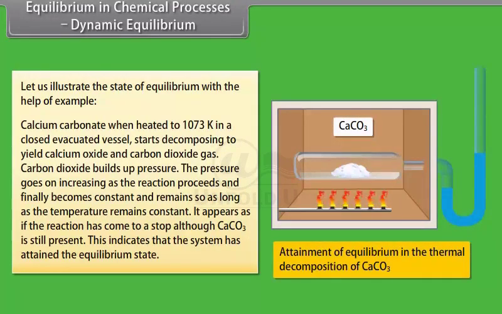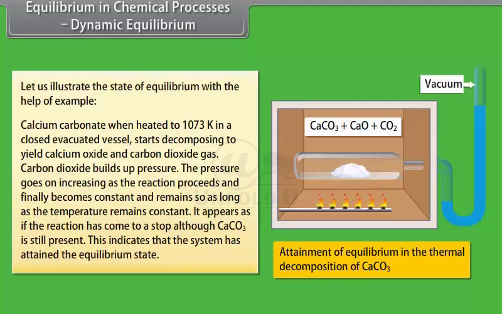Let us illustrate the state of equilibrium with the help of an example. Calcium carbonate, when heated to 1073 Kelvin in a closed evacuated vessel, starts decomposing to yield calcium oxide and carbon dioxide gas. Carbon dioxide builds up pressure. The pressure goes on increasing as the reaction proceeds and finally becomes constant and remains so as long as the temperature remains constant. It appears as if the reaction has come to a stop, although calcium carbonate is still present. This indicates that this system has attained the equilibrium state.